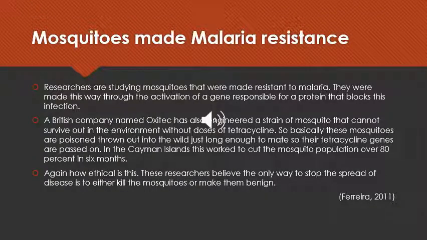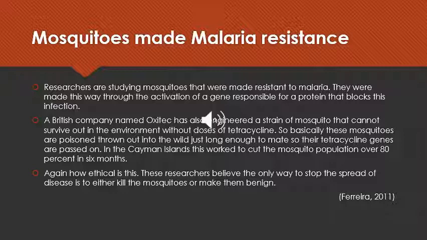And finally, some mosquitoes have actually already been made resistant to the disease malaria. These mosquitoes were made resistant through the activation of a gene responsible for a protein that blocks this malarial infection. A British company, Oxitec, has engineered a strain of mosquitoes that requires the insertion of regular doses of tetracycline in order to survive out in the environment. So basically, they throw these mosquitoes into the environment just long enough that they can mate and reproduce to pass on these tetracycline genes. This process was able to cut a mosquito population by 80% in the Cayman Islands.